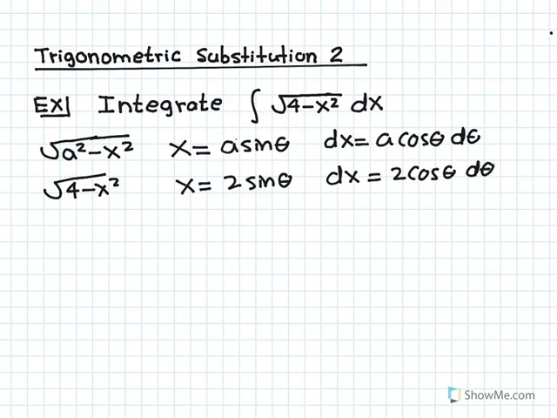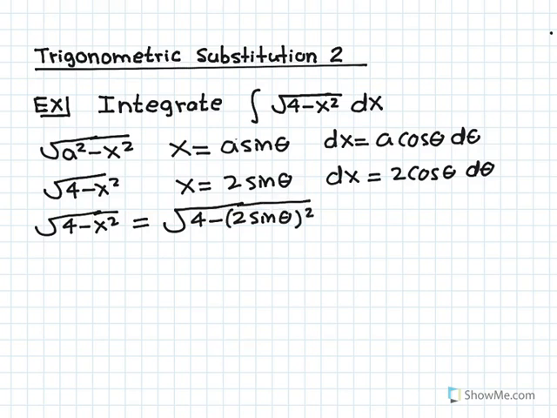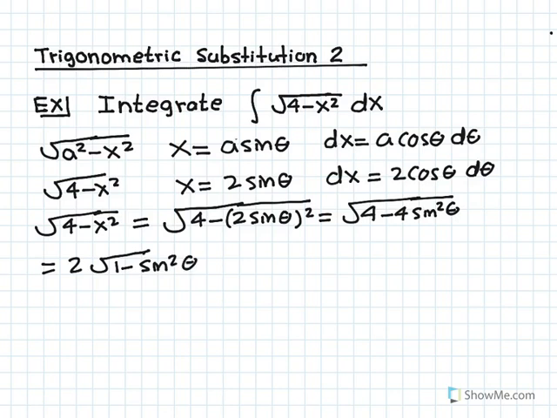All right, so let's simplify the integrand. Let's get it in terms of the angle theta. Root of 4 minus x squared, that's root of 4 minus 2 sine theta, all squared. That gives us root of 4 minus 4 sine squared theta. Factor the 4 out and remove it outside the radical, and we're going to get 2 root of 1 minus sine squared theta. Now, this is where the trig identity comes in. 1 minus sine squared is just cosine squared theta, because cos squared theta plus sine squared theta is equal to 1. So we get 2 root of cos squared theta.